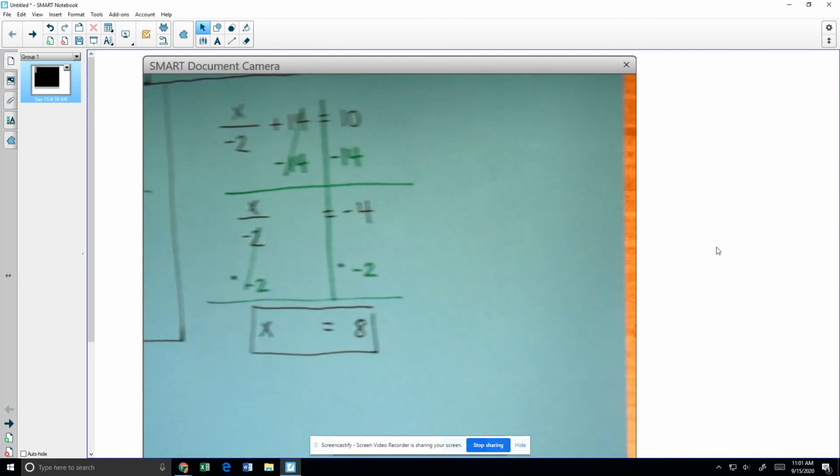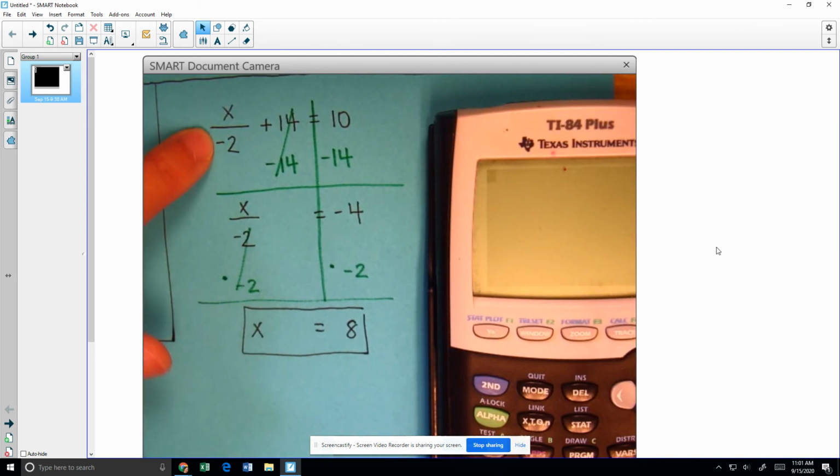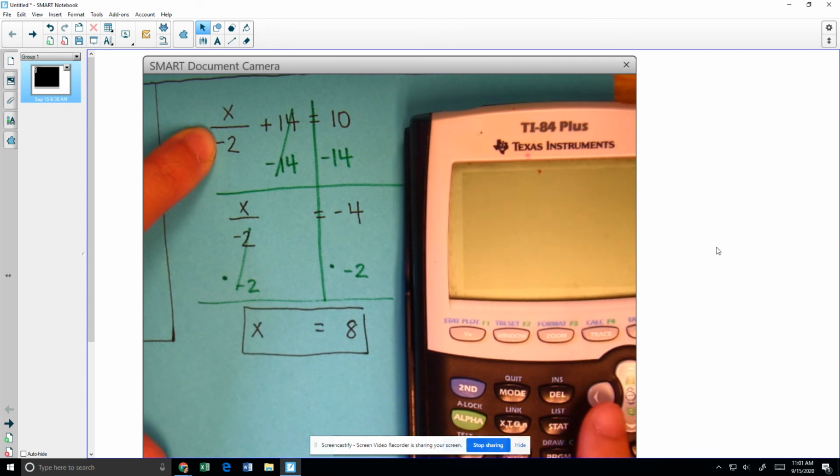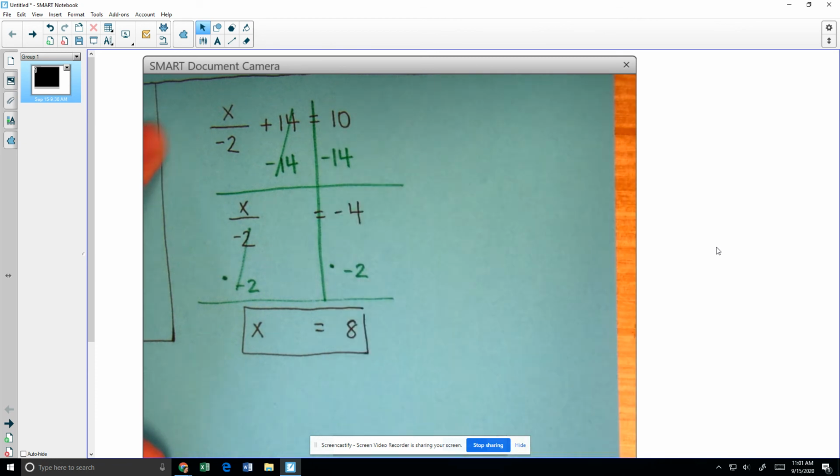And I can still double check my answers. Okay, so let me plug it back in the original problem. I have a fraction, so alpha y equals enter. X we said was 8 over -2 on the bottom. Get out of the fraction plus 14. I should get 10, so I know I'm good.